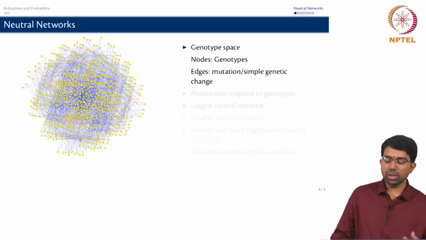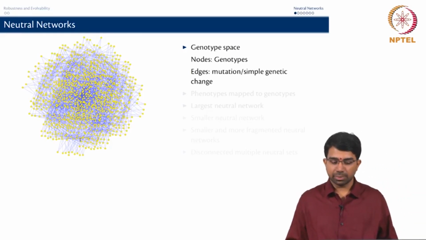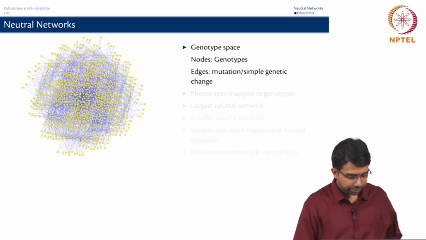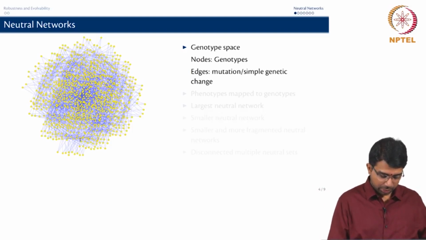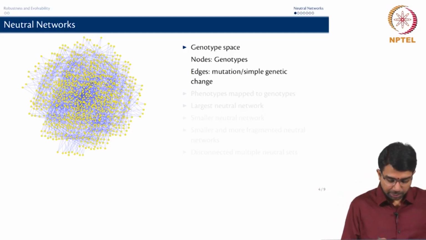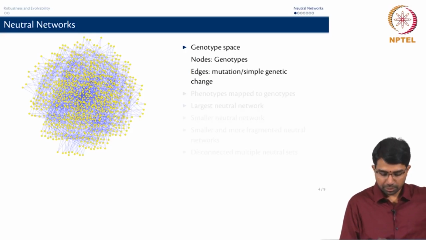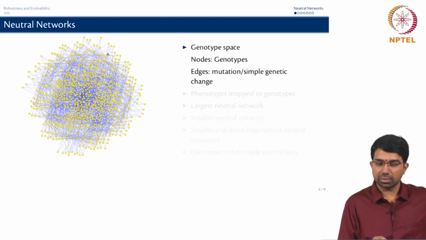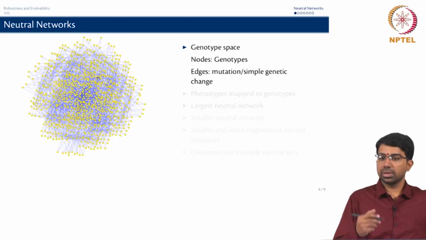So, you now start imagining a genotype space, where what I show here on the left is a genotype space. Every circle, every yellow colored node here is a genotype, and two nodes are connected by an edge if they can be reached via a simple mutation. So, they are genotype neighbors.